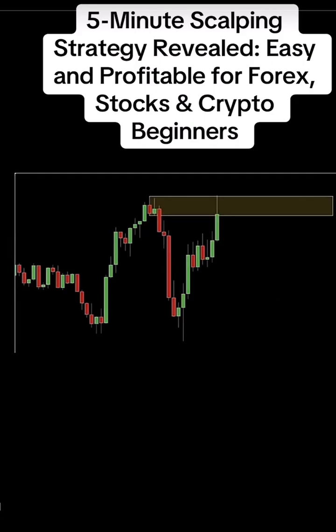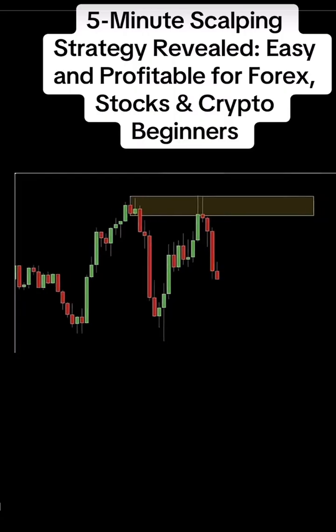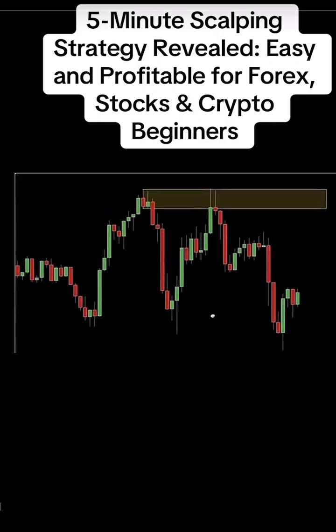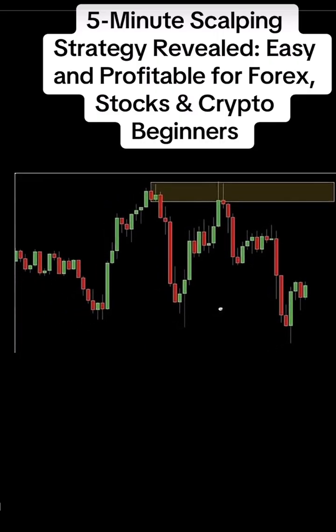The key here is the retest. That's where we can get in without needing to chase the move. Once we're in, we look to exit fast, locking in profits before the market fully reacts. Now, let me show you something truly powerful.